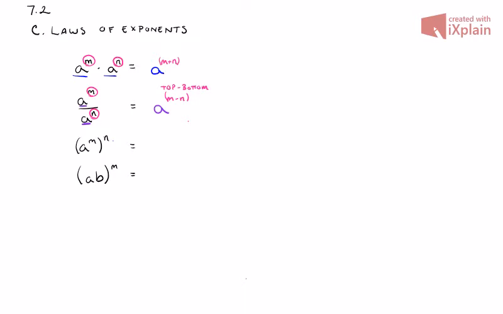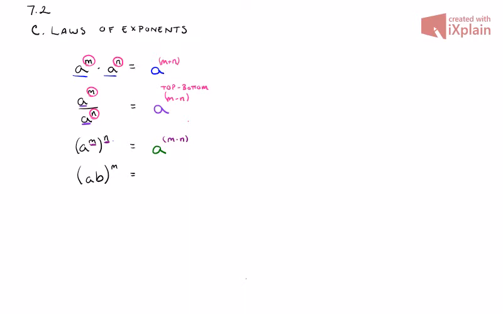The next one is our power rule. So if we have a to the m, and we're going to raise that up, we're going to take our exponent and raise it up to another exponent. This is the same thing as doing m times n in the exponent position.